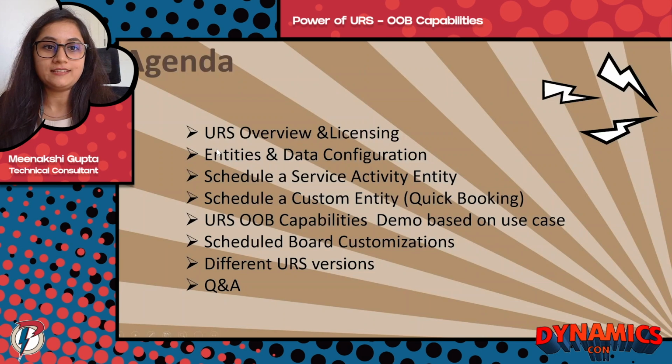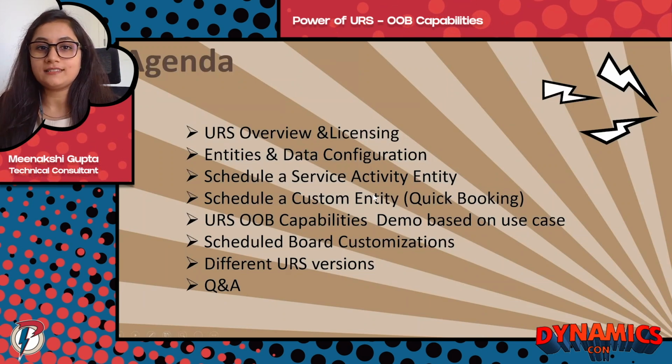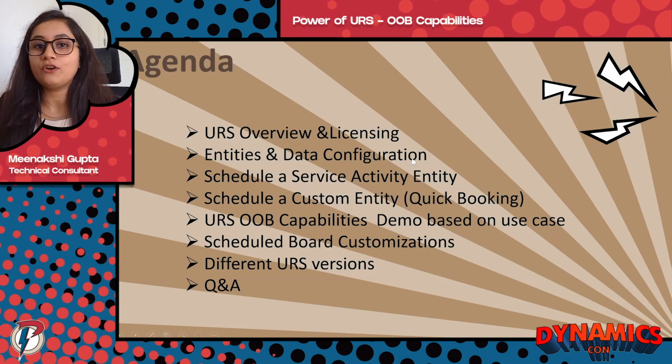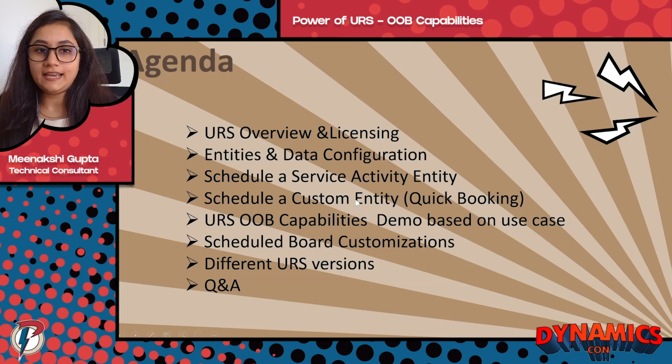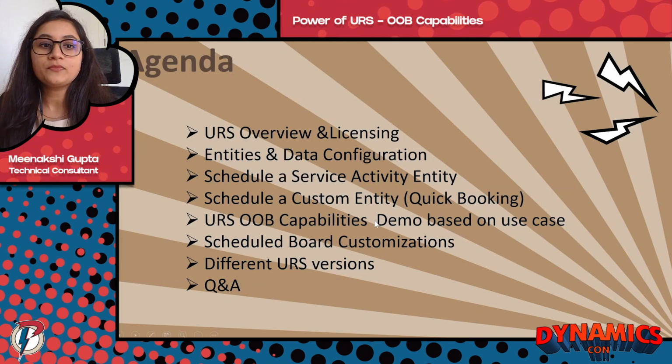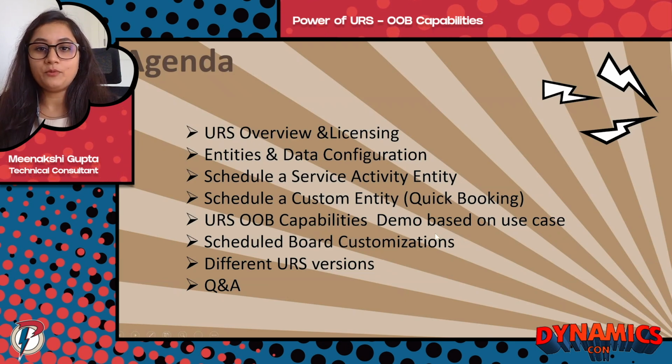The agenda for today is URS overview, what exactly URS is and how the licensing works for URS. Entities and data configuration, this is the major part which comes into the picture when we talk about out-of-the-box URS. Schedule a service activity entity, which is an out-of-the-box entity for scheduling purpose. Schedule a custom entity, how to schedule a custom entity, which we'll see in the later slides. URS out-of-the-box capabilities demo based on a use case.